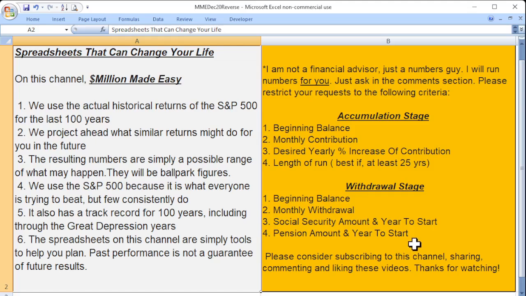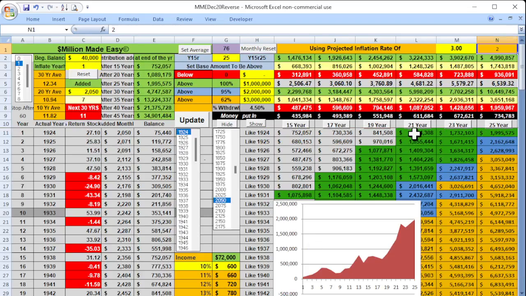There's no guarantees, but if something's been happening for 100 years, it's probably not going to vary much from the range that's happened in the last 100 years. And that's what we saw. There'd be a range from here to here over a 21-year period, or from here to here over a 25-year period, or any of these other numbers. We take into account inflation, and then we also project what you might be able to get using these numbers with these kind of withdrawal percentage rates.